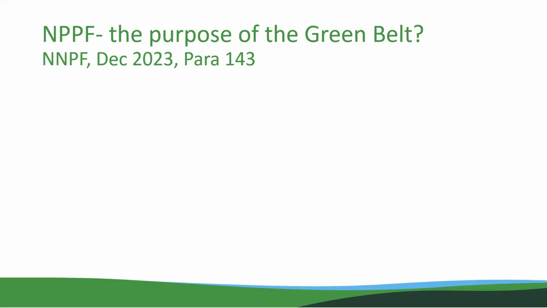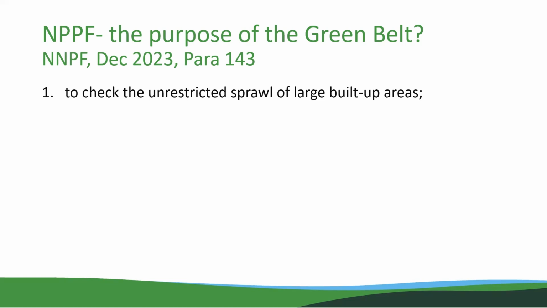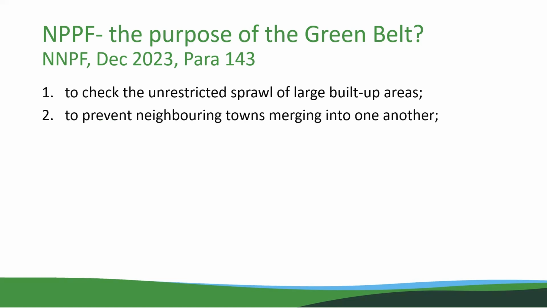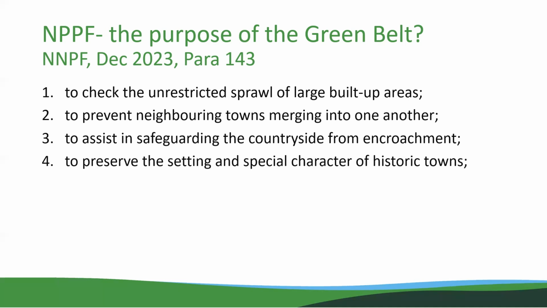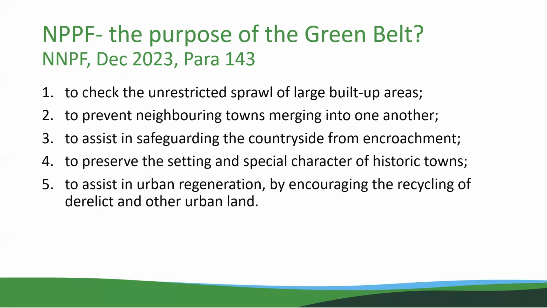So let's first look at the NPPF, which was recently revised in December 2023 and sets out in paragraph 143 what it considers to be the 5 main purposes of the Green Belt. These being to restrict urban sprawl, prevent settlements from merging, protect the countryside, preserve the setting and character of historic towns, and encourage urban regeneration.